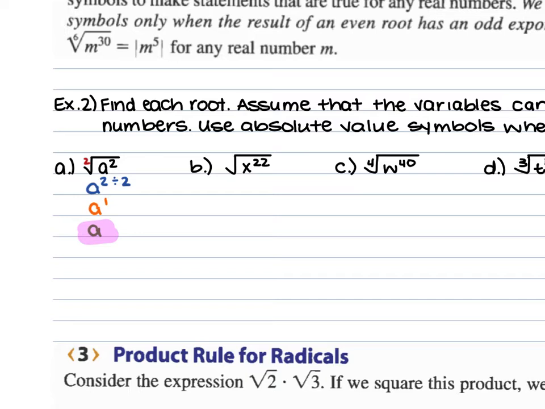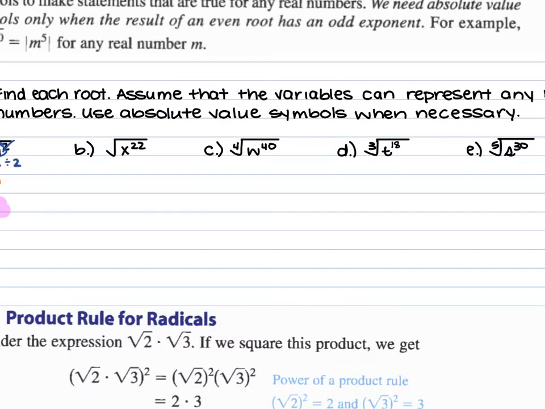Whenever your index and your power are the same, they cancel each other out. So in reality, you could have said to yourself, my root or my index is 2, my power is 2, they cancel each other out. The only thing I'm left with is that a.